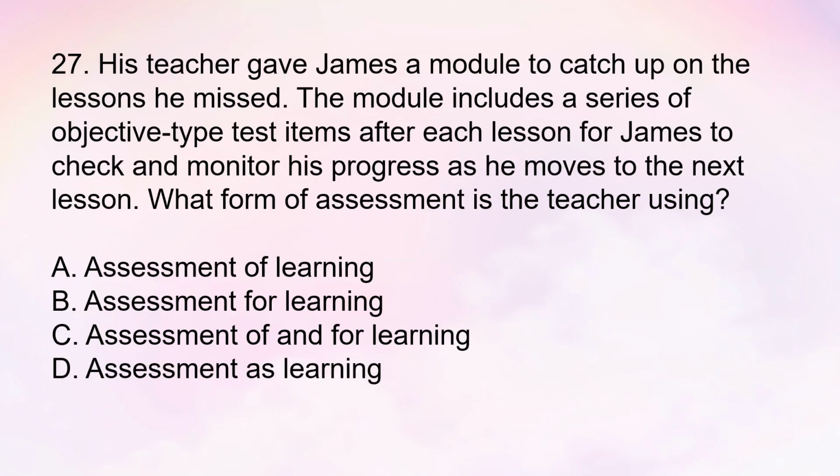Number 27. His teacher gave James a module to catch up on the lessons he missed. The module includes a series of objective type test items after each lesson for James to check and monitor his progress as he moves to the next lesson. What form of assessment is a teacher using?